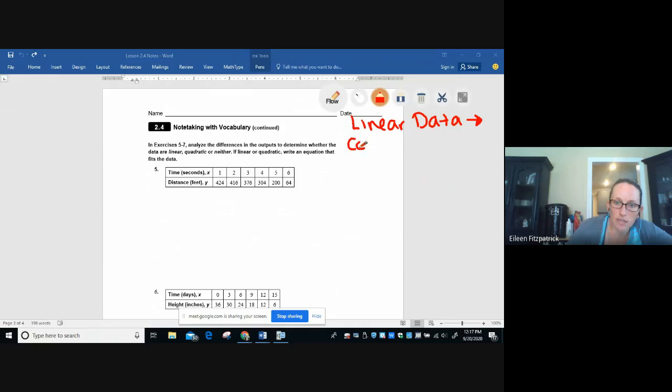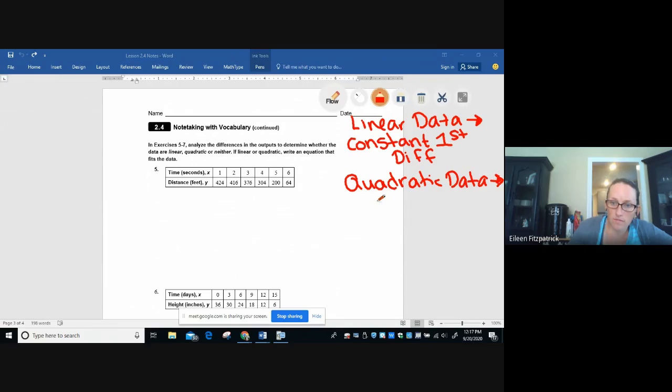If you have a constant first difference. And then your data is going to be quadratic if you have a constant second difference. Okay, so what that means is you look at your x's and hopefully they're increasing by the same amount each time. So +1, +1, +1, right? They're increasing by 1 each time, just adding 1.